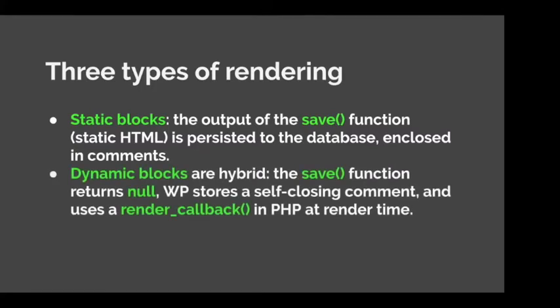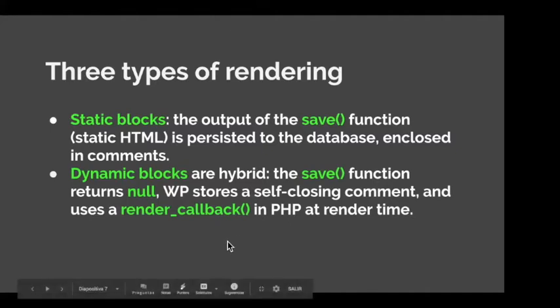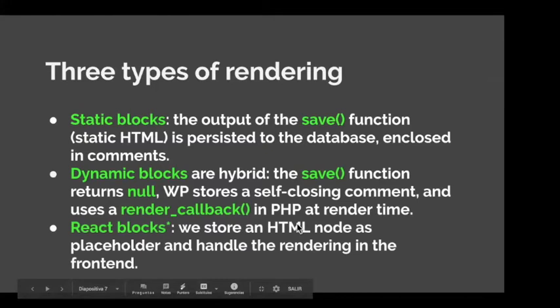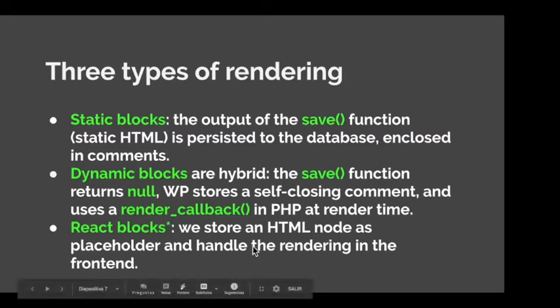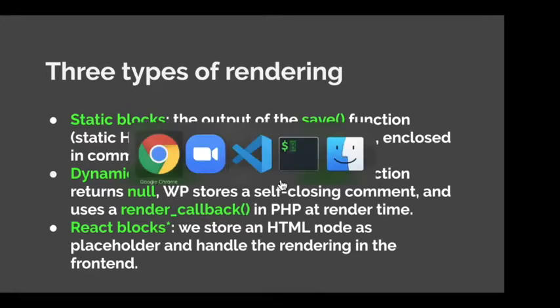Then you have dynamic blocks, which are a hybrid. The save function actually returns null, and WordPress stores a self-closing comment and uses a callback in the PHP side. And then we have the React blocks. For that case, we store an HTML node and we handle the rendering in the front end. So let me show you what all of this means actually.